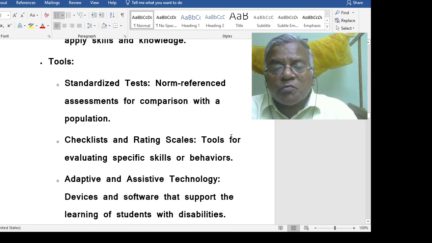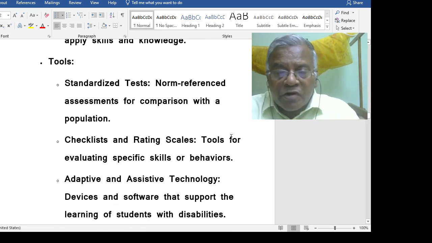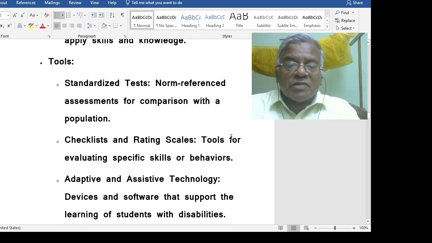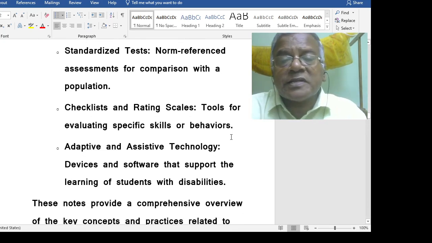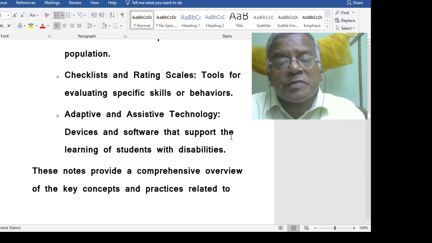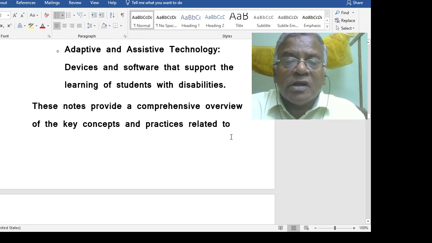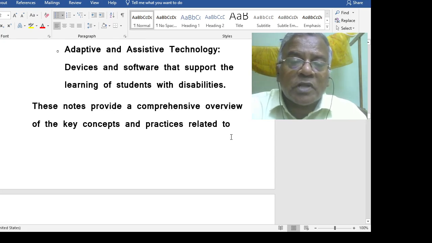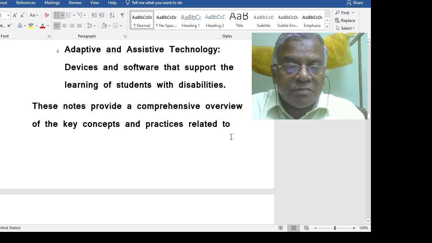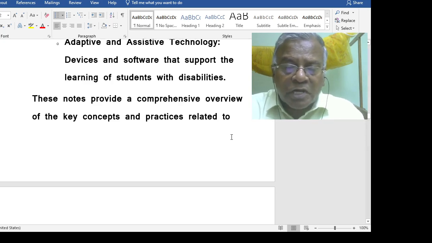What are the tools employed? Standardized tests, norm reference assessments for comparison with the population. Checklist and rating scales, tools for evaluating specific skills or behaviors. Adaptive and assistive technology, devices and software that support the learning of students with disabilities. These notes provide a comprehensive overview of the key concepts and practices.